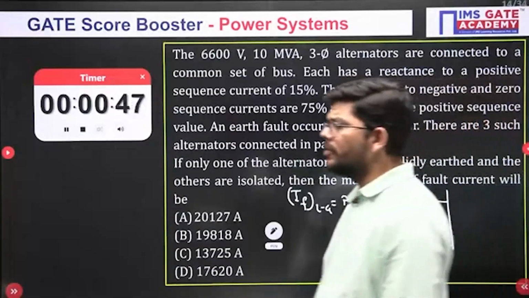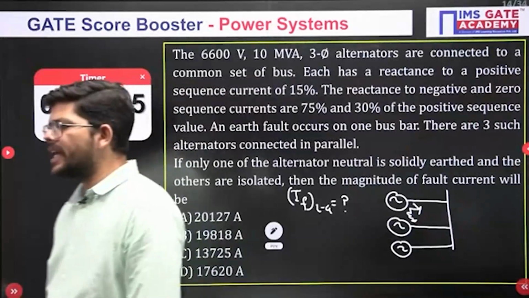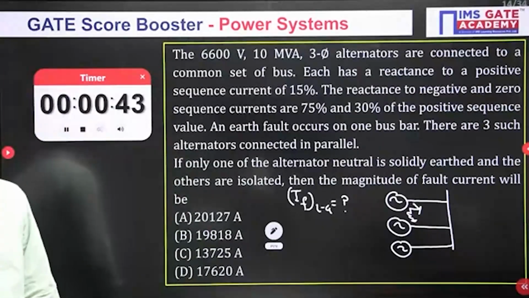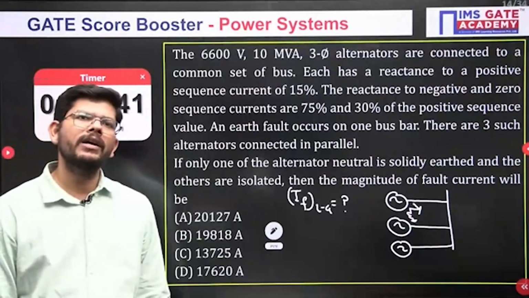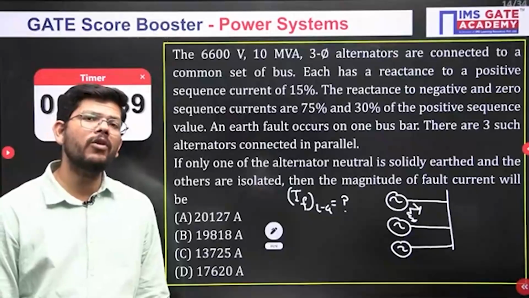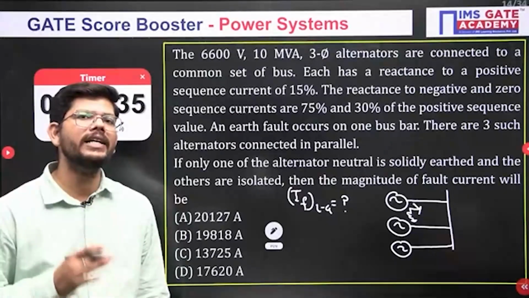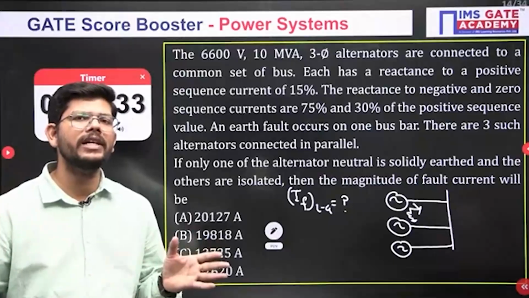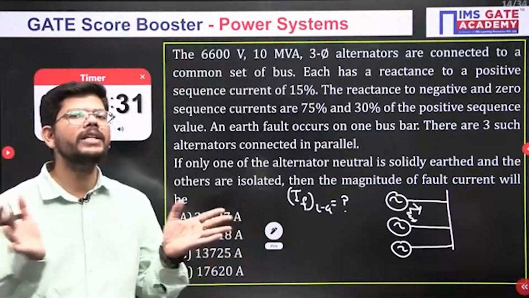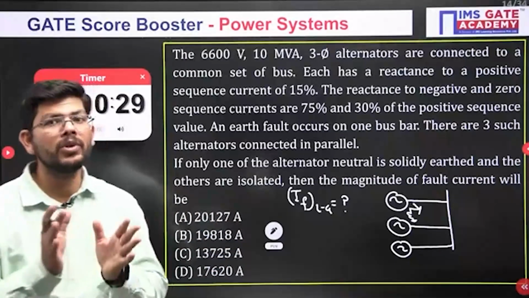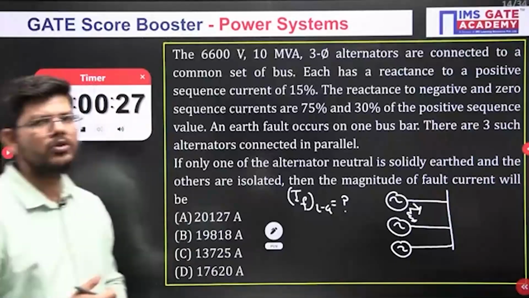Okay, whatever you will be doing is for one generator, and we are having three alternators connected in parallel. Okay, and we are talking about line to ground fault. So in line to ground fault, the three sequence networks are connected in series. If we have three parallel generators, their sequence impedances will be connected in parallel. If you know this one, you will be able to solve this question.